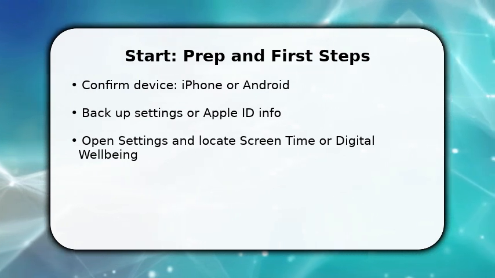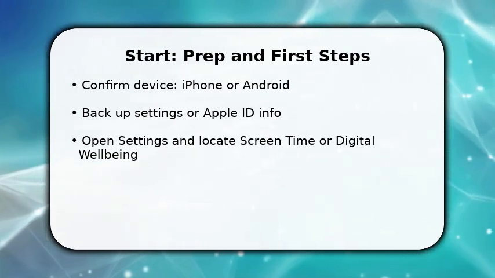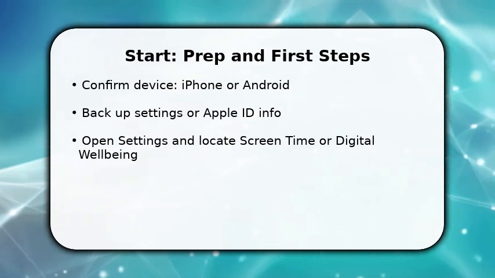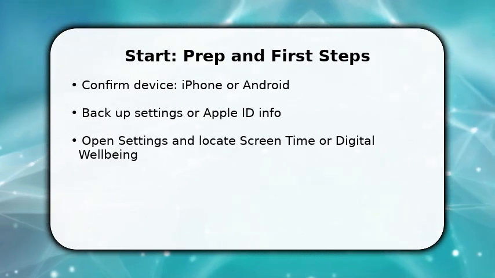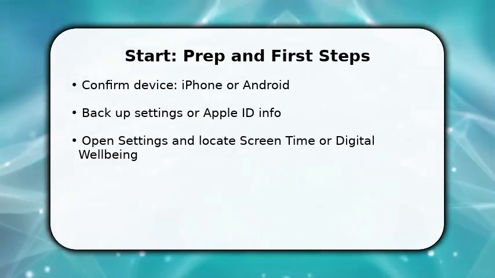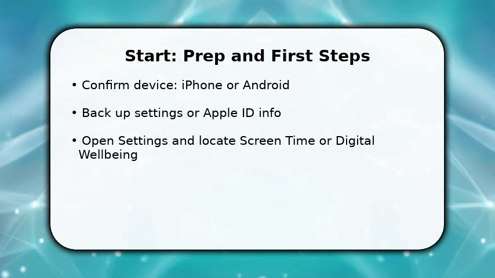Now open Settings and go straight to Screen Time on iPhone or Digital Wellbeing on Android. Tap into that menu and pause for a moment to note whether a passcode or Google/Apple account controls it. That determines the next steps you must take.